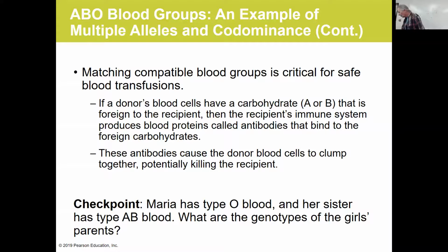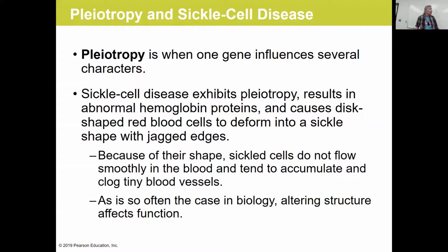Okay. So let's go on to some more non-Mendelian traits. Pleiotropy. So one gene influences several characters. So remember, Mendelian is one gene, one character. Pleiotropy is when one gene affects more than one character. A good example is sickle cell disease, which exhibits pleiotropy. It results in abnormal hemoglobin protein and causes disc-shaped red blood cells to deform into a sickle shape with jagged edges.